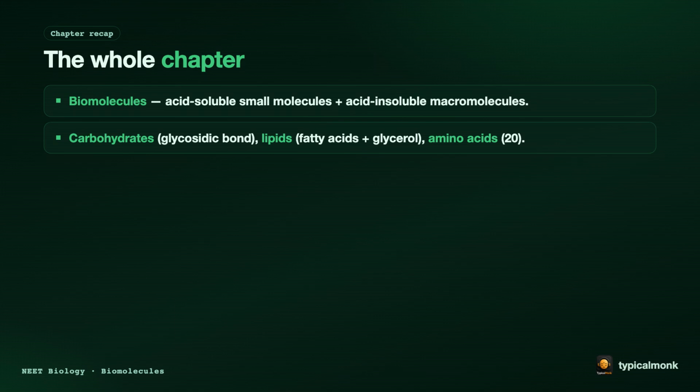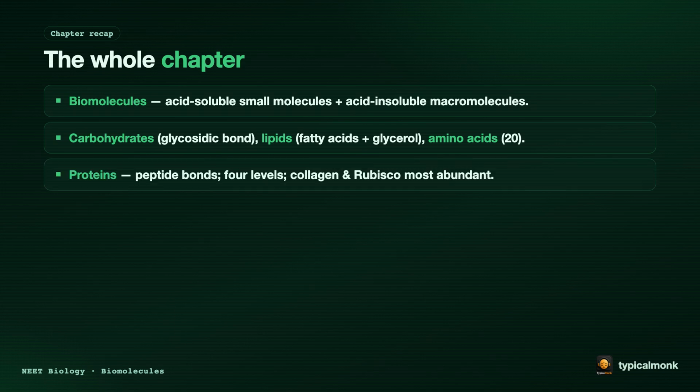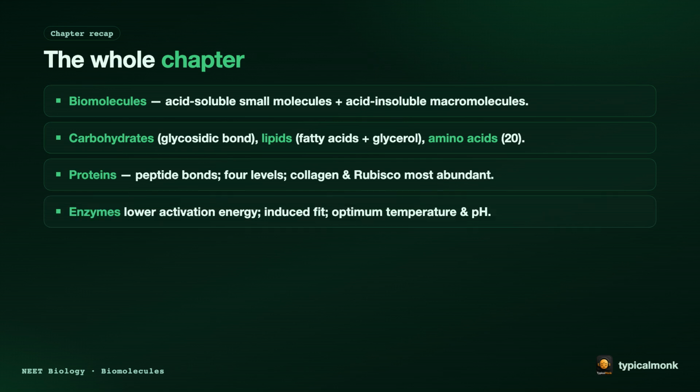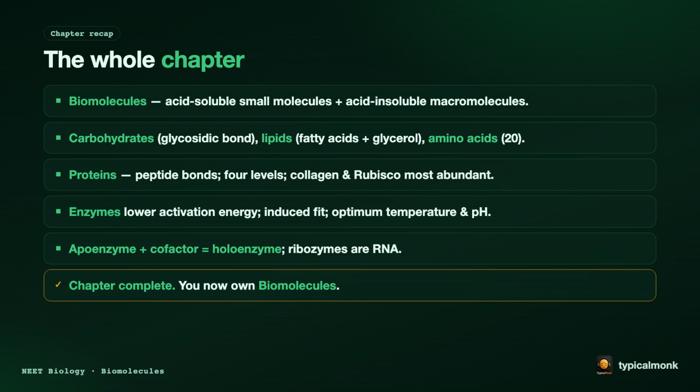Let's gather the whole chapter in one breath. Biomolecules: acid-soluble small molecules and acid-insoluble macromolecules. Carbohydrates, that is the glycosidic bond. Lipids, that is fatty acids and glycerol. Amino acids, that is 20. Proteins, peptide bonds, 4 levels, collagen and rubisco, the most abundant. Enzymes lower the activation energy, induced fit, optimum temperature, and pH. Apoenzyme plus cofactor make the holoenzyme. Ribozymes are RNA. The chapter is complete.